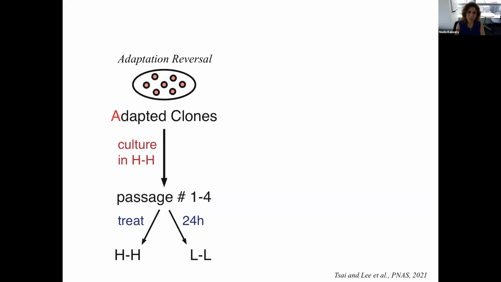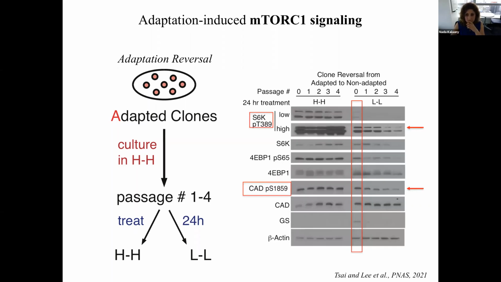first, to have a very quick assay, we generated this assay that we called adaptation reversal. So we took the adapted clones and we cultured them back. Remember, adapted clones have been chronically cultured for many, many passages under low conditions, low glucose, low glutamine. We put them back in high conditions for a minimum of 4 passages or even more. And past those 4 passages, we then treated them for 24 hours with either high or low to assess their phenotype in terms of signaling, metabolic, and protein levels.